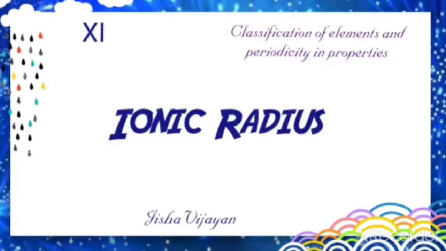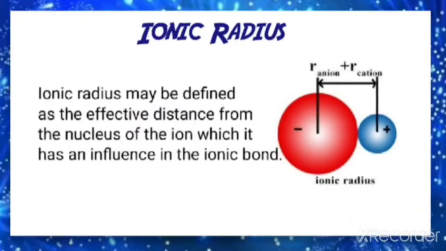Hello students, let us discuss ionic radius in detail, in the chapter Classification of Elements and Periodicity in Properties. As we have already discussed the definition, the ionic radius may be defined as the effective distance from the nucleus of the ion which it has an influence in the ionic bond.